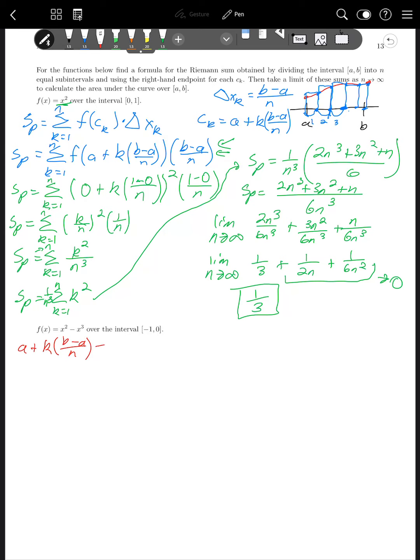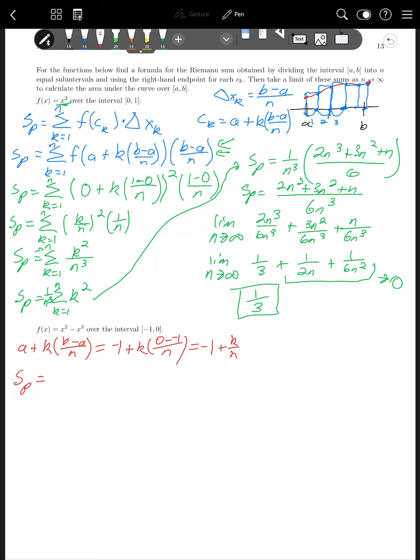So a is -1 and b is 0. So 0 minus -1 over n. And that would simplify to -1 plus k over n. Okay, so now we can plug that into the function.